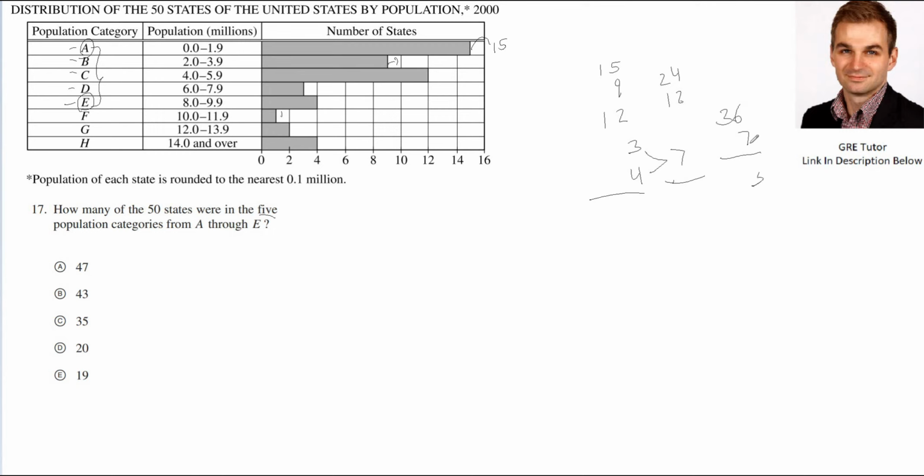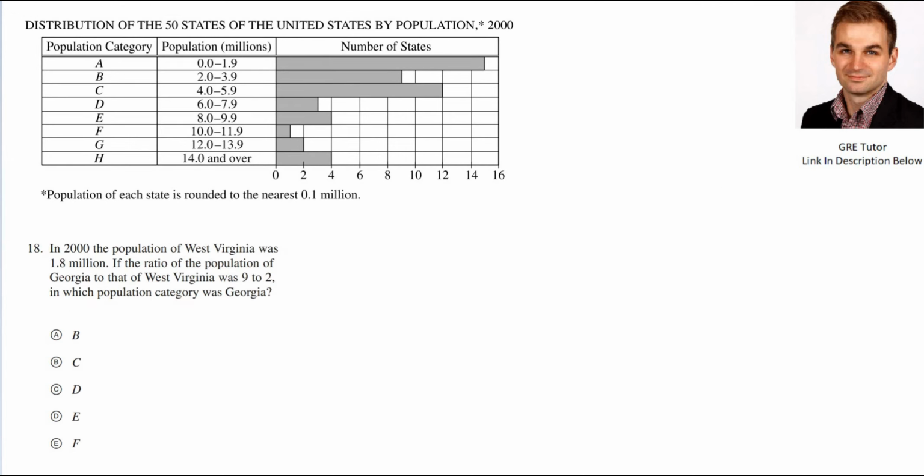7 plus 6 is 13. 0 plus 3 is 3. 3 plus 1 is 4, which leaves you with 43 as your final answer. So the number of states that fall within categories A through E inclusive is 43. Okay, so why don't you pause the video and try and do the problem. After you've given it an attempt, we will go through it together.